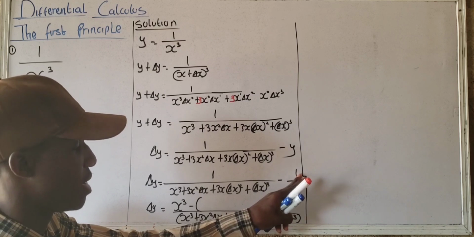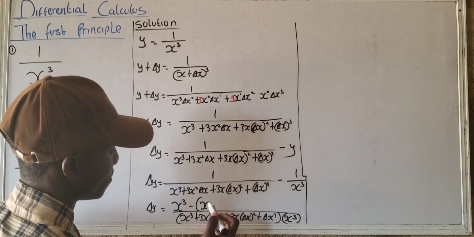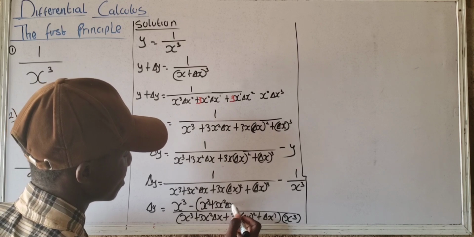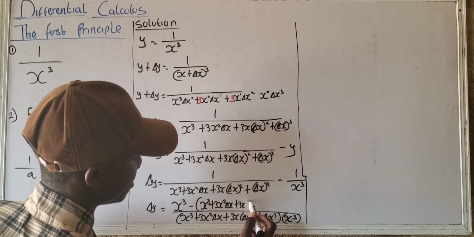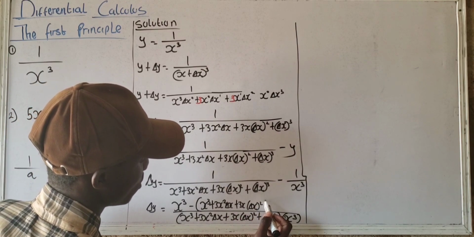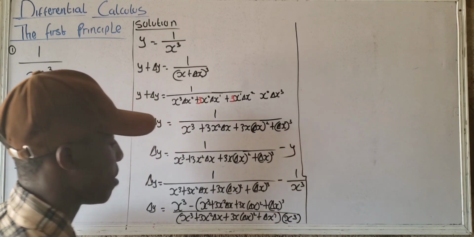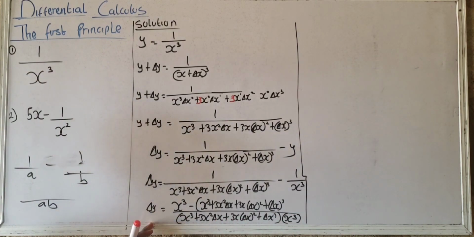This multiplied by 1, that is x raised to the power of 3 plus 3x raised to the power of 2 delta x plus 3x delta x raised to the power of 2 plus delta x raised to the power of 3. Okay? I'm very sure you understood how I got here. If you didn't understand, listen to the explanation again.